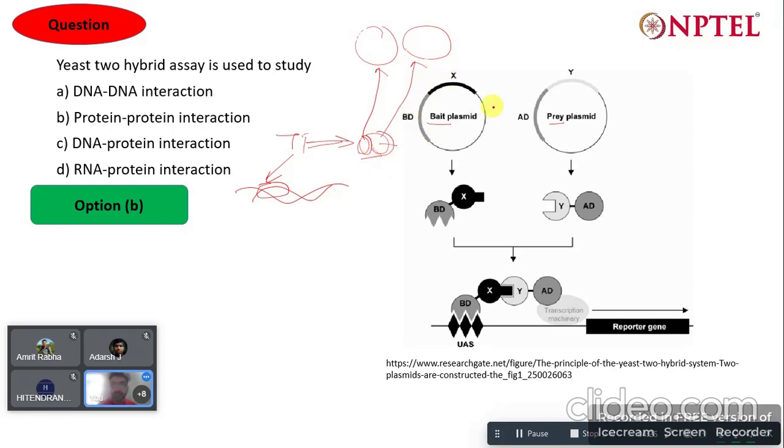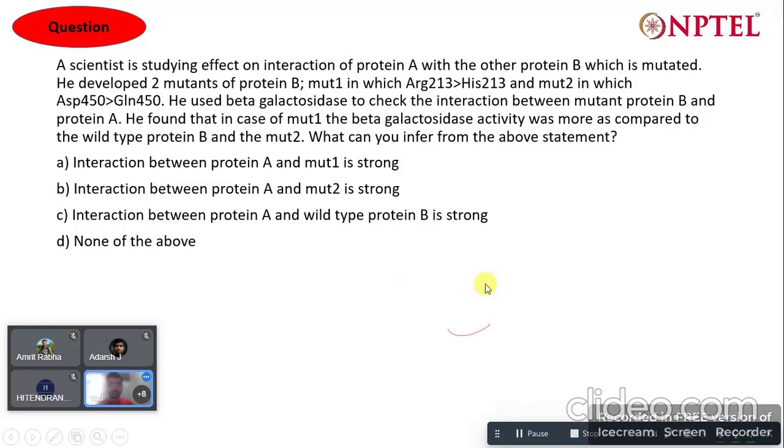We usually do it in two different plasmids. One plasmid will have the DNA binding domain with protein X, and the other plasmid will have the activation domain with protein Y. This is how it's translated in the organism. If both X and Y interact, what will happen? We then use a reporter gene like GFP or beta galactosidase to prove whether the two proteins are interacting or not. So this is the DNA, and this is the DNA binding region.